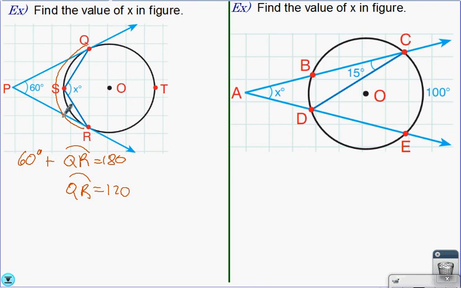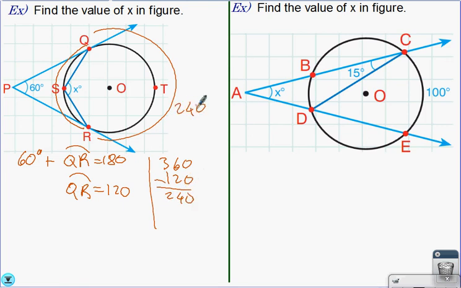If this place is 120, the other one should be 360 minus 120, which is 240 degrees. So since x is an inscribed angle, the corner of it on the circle, the opposite arc should be equal to twice x, so x must be 120 degrees. So let's move on here.